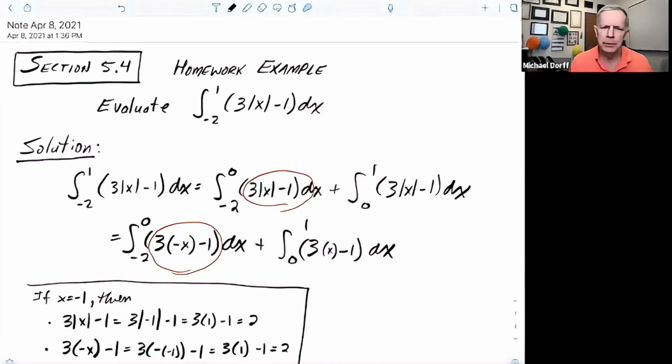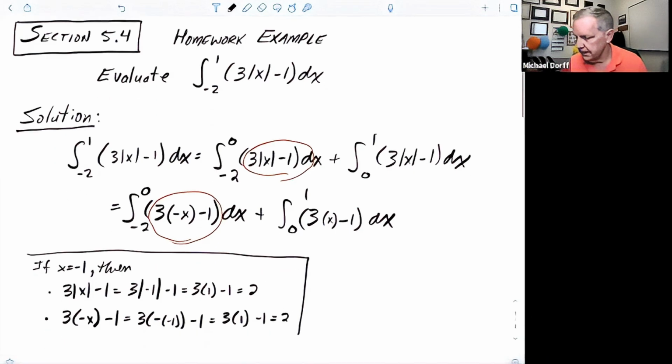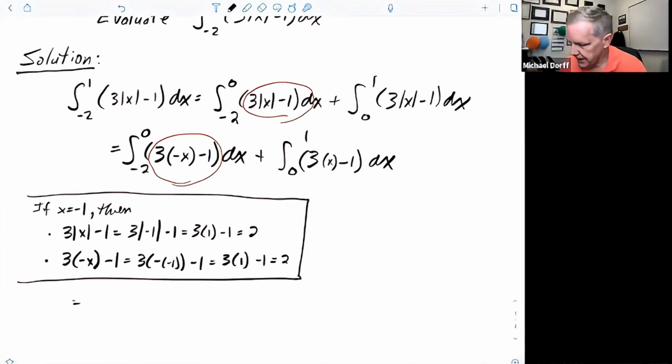In the first integral, from -2 to 0, we put in a negative x to say that that was equal to the absolute value of x because our x value was negative. In the second integral, from 0 to 1, our x is a positive number, so we can replace the absolute value of x with just x. All right, so then what do we have?